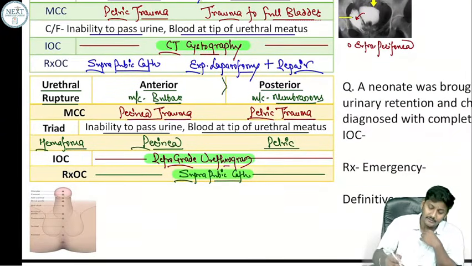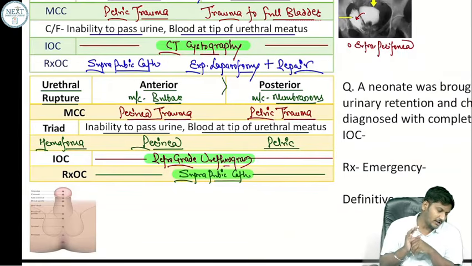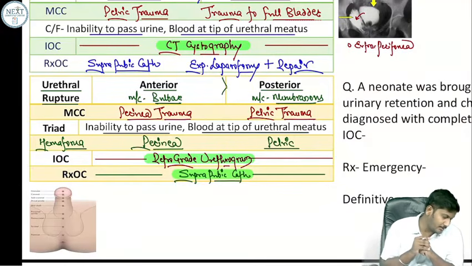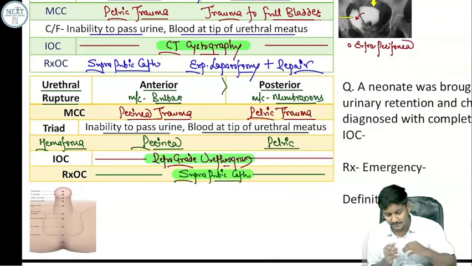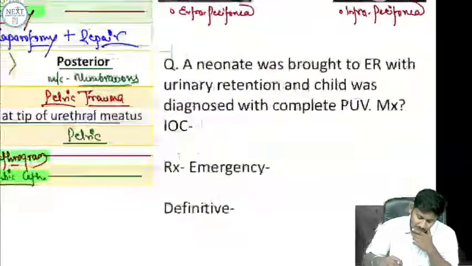So remember, definitely, whenever they say the patient has an anterior or bulbar urethral rupture, we know that urine can collect in all the sites except the deep perineal pouch. The deep perineal pouch is where urine doesn't collect in anterior rupture, but rather collects in posterior urethral rupture. Very good, shabash. Next important is this question over here.